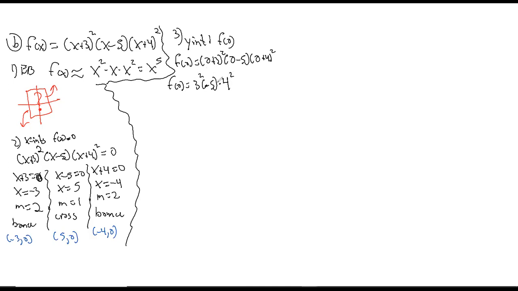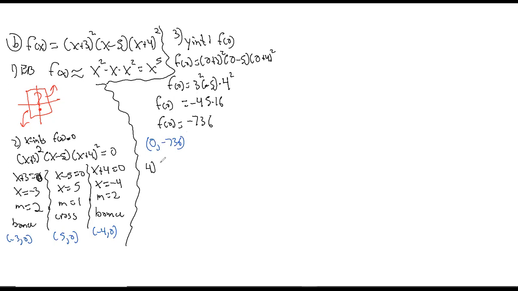Was that 9, negative 45, 16? Got an extra little blurb there. Negative 45 times 16. That's negative 736. So as a point, that is 0 comma negative 736. Remember, there's no multiplicity for y-intercepts.